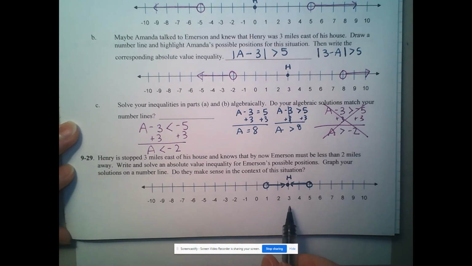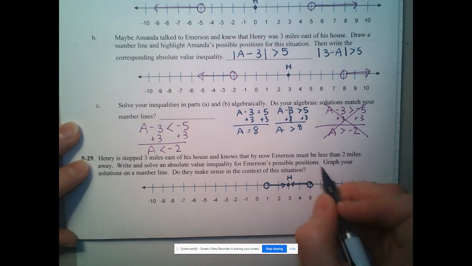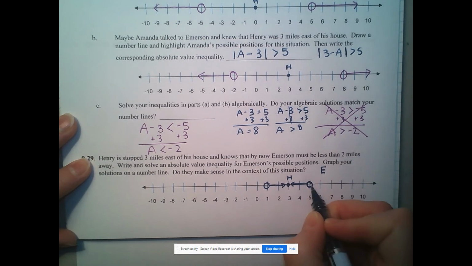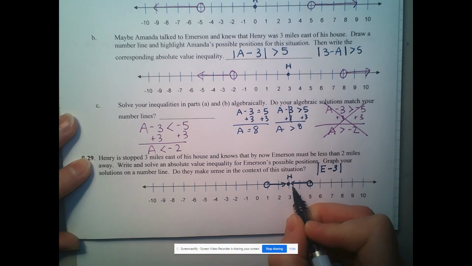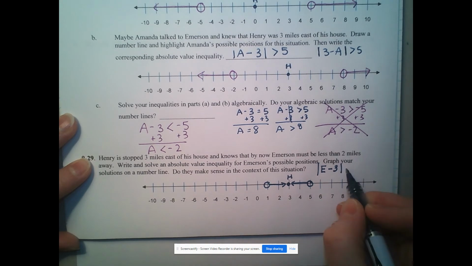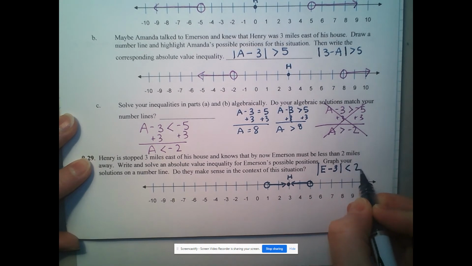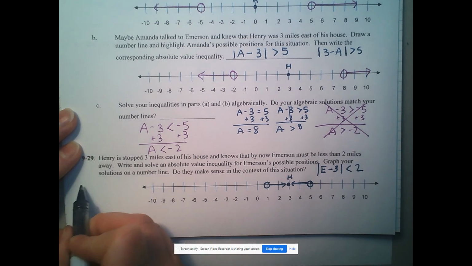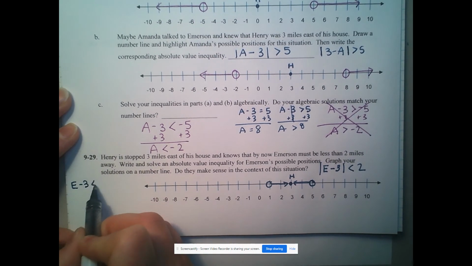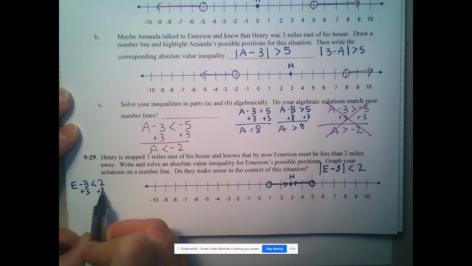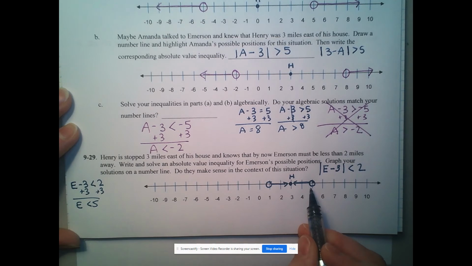I'm going to try to write this inequality first. E is our value for Emerson. Emerson is the unknown. I'm going to subtract or find the difference with 3, which is our known value, Henry. And it says less than 2 miles away. So I need to solve this twice. I need to solve, does E minus 3 is less than 2? That gives us that E is less than 5. Great, that's the right side of the diagram we drew.